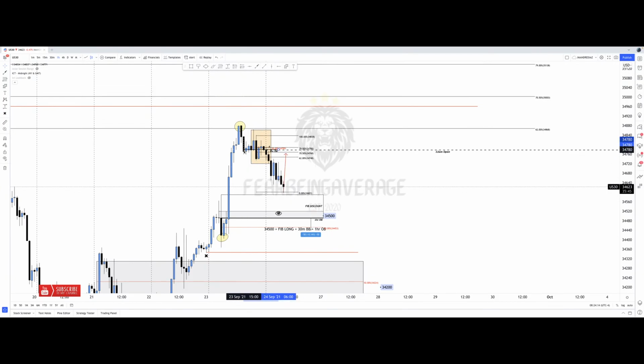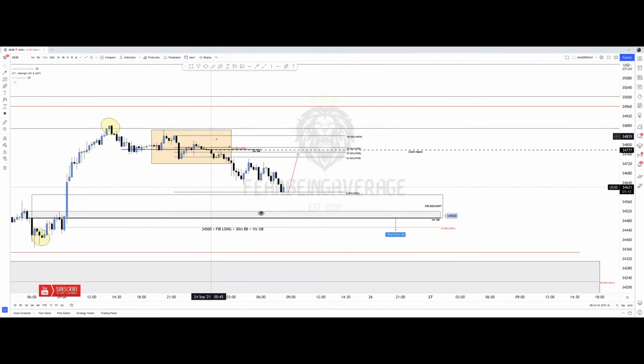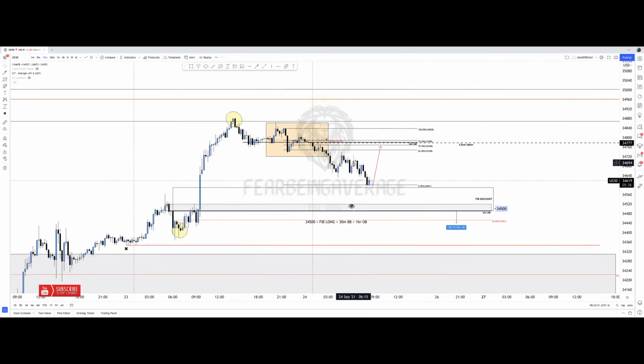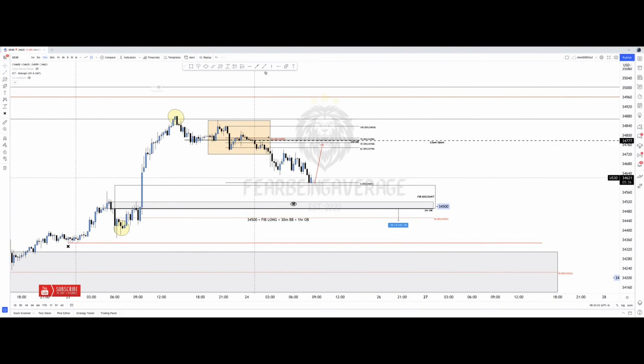So this is also a potential area we will be looking for rejection from to the downside. So we're just mapping out all our trade ideas right now. That's all we're doing.